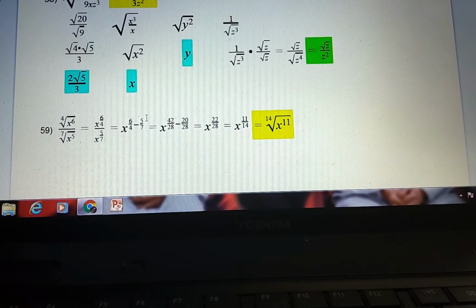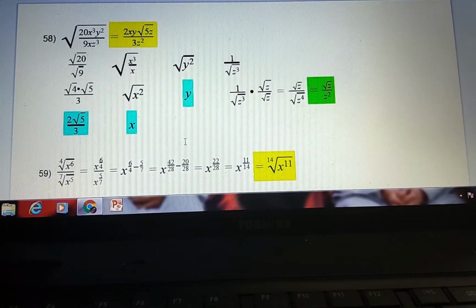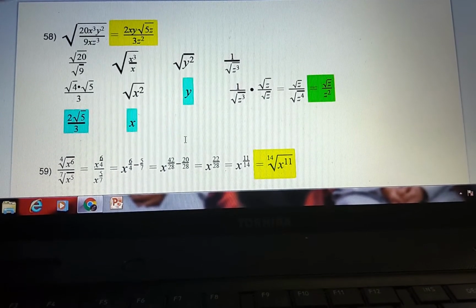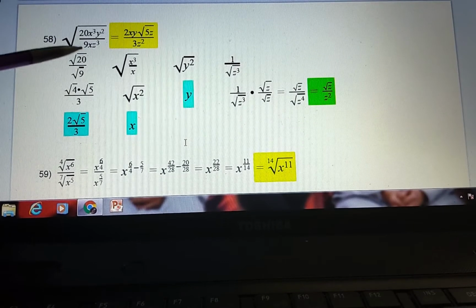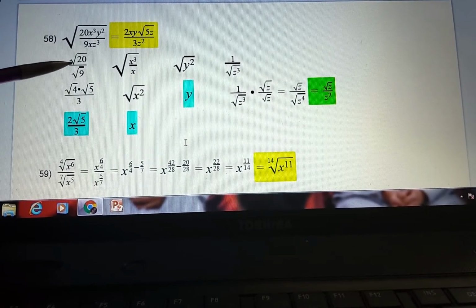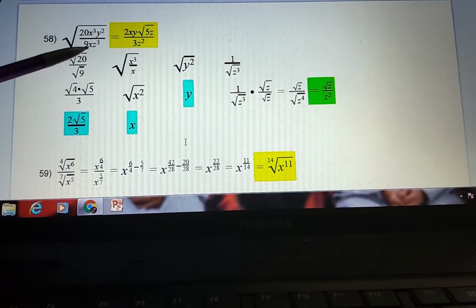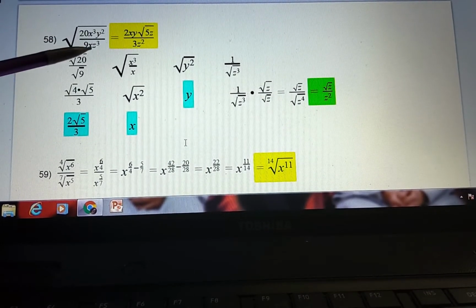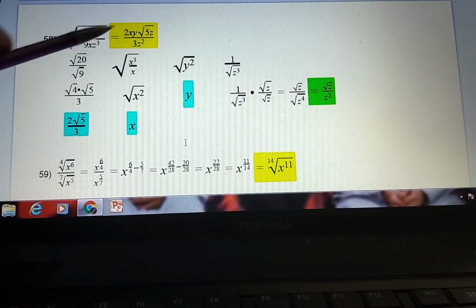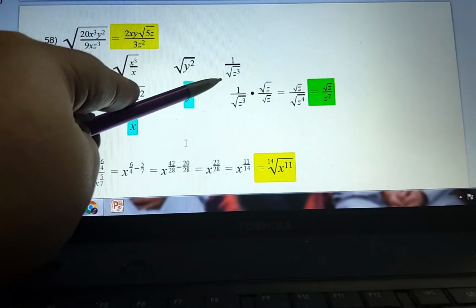Okay, number 58. I went too far. Okay, this one we're going to split up. Now there's a couple different ways to do it. This time I decided to do it like in fractions. So I took the 20 over the 9 and the x cubed over the x, and my y squared was on top and my z cubed is on the bottom.